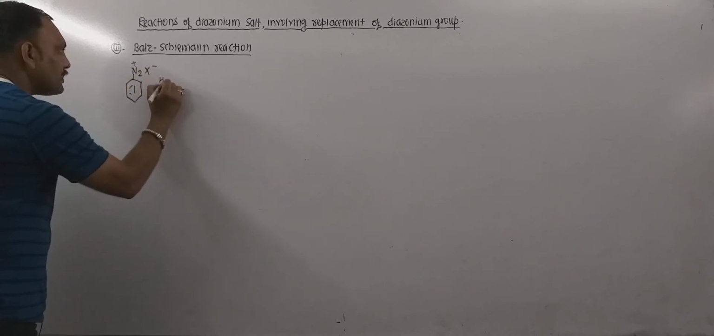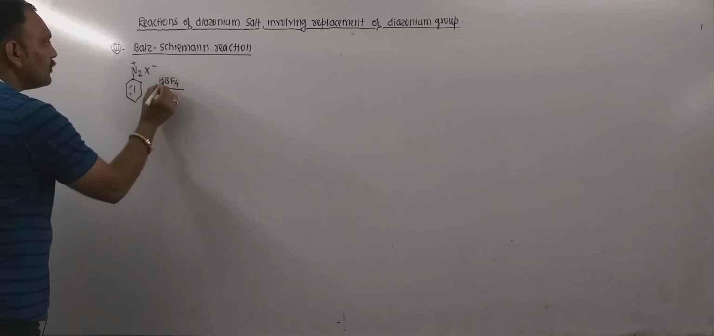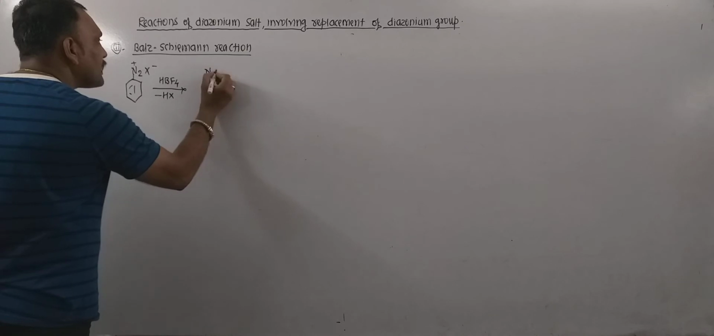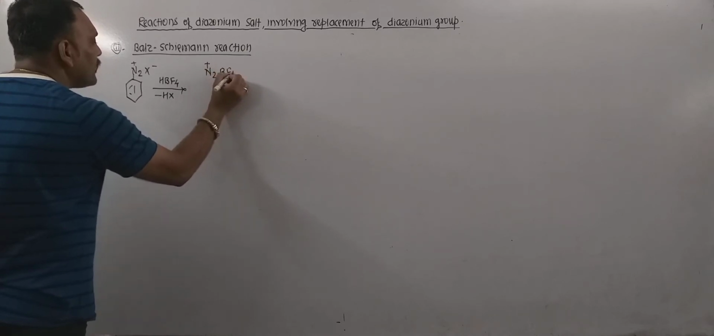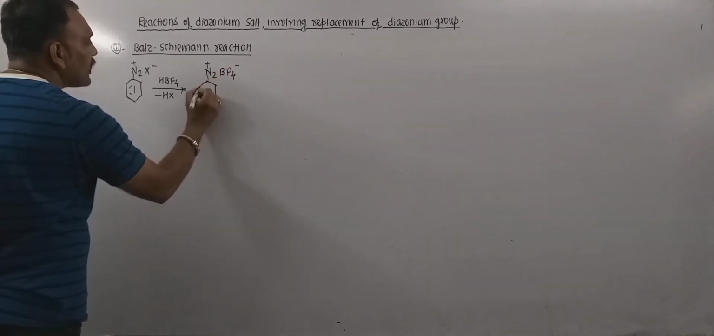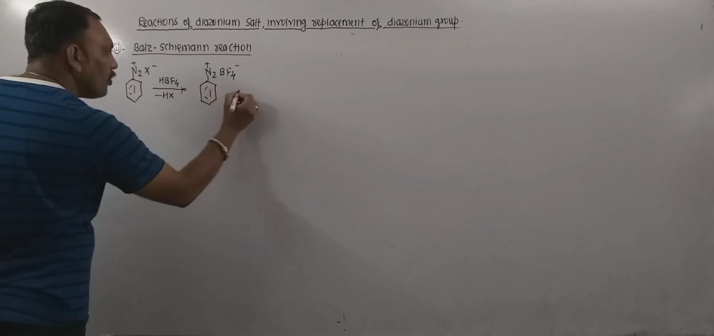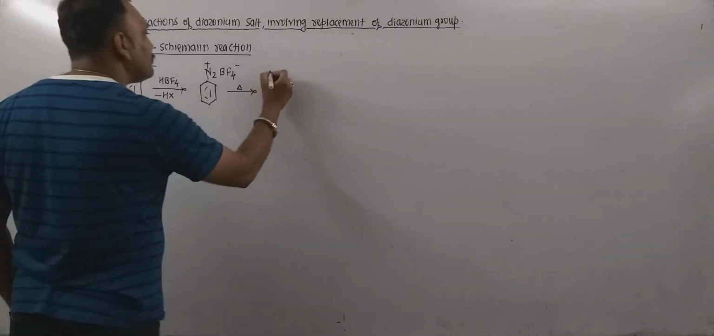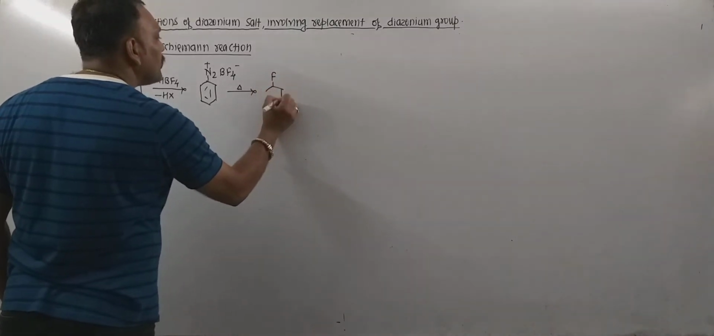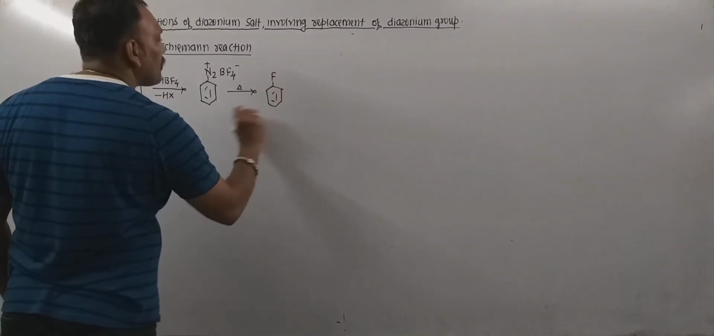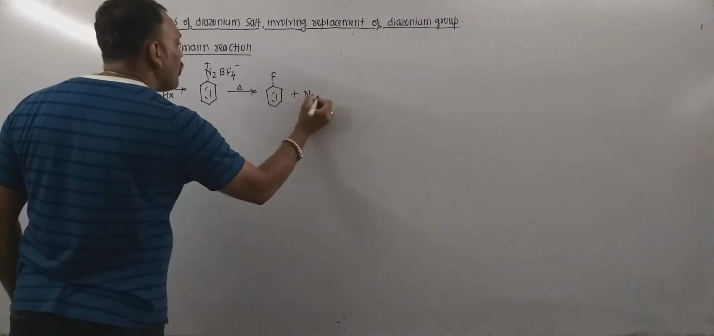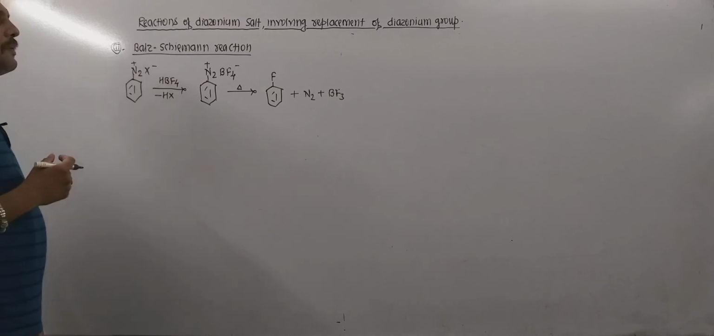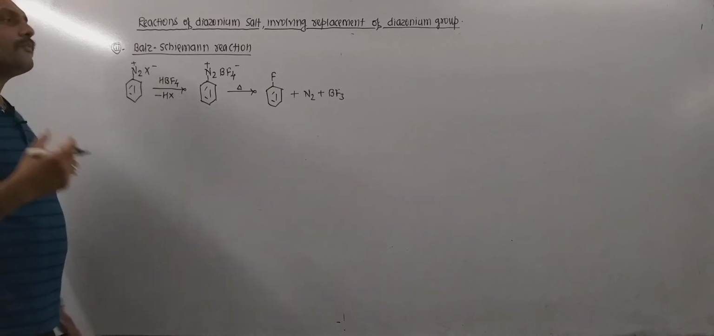So this is the benzene diazonium halide, which is to be treated with HBF4. First of all, departure of the halo acid takes place, and that leads to the formation of another diazonium salt, what we call benzene diazonium fluoroborate. This benzene diazonium fluoroborate on heating undergoes decomposition, which leads to the formation of fluorobenzene along with N2 and BF3. So this is a very important reaction to prepare fluorobenzene.